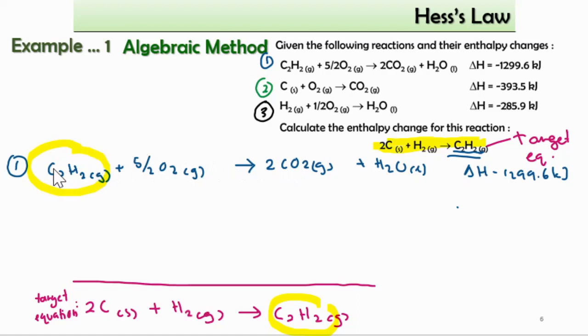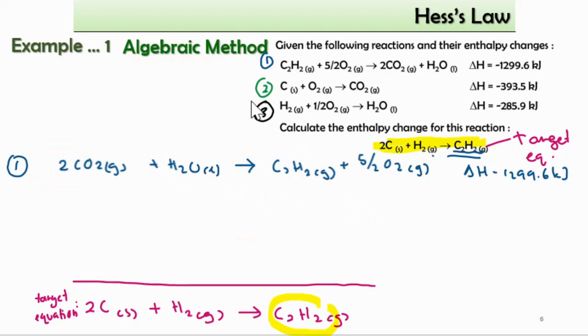Maksudnya your C2H2 must be on the right hand side. And another tip untuk algebraic method, make sure nanti bila kamu tulis arrow di bahagian yang sama lah, supaya senang untuk kamu compare left hand side dengan right hand side. Okay, bila kita reverse the equation, this is the original one, we reverse the first equation.